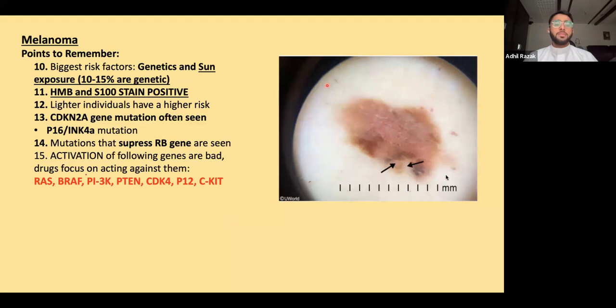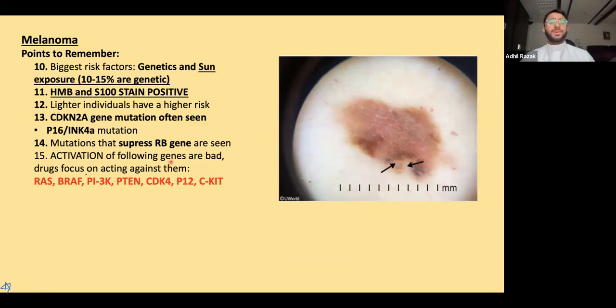So a little bit more about melanoma. It is a big deal. The biggest risk factors are genetics and sun exposure, and 10 to 15% are genetics, which is what you usually see in the acral lentiginous example, for example, in Black people. But the regular garden variety, or the sun exposure variety, is more common in lighter individuals. And HMB-45 or HMB, there's nothing else to confuse you with. So HMB and S100 stain positive lesions are very characteristic for melanoma. So if they mention either of these, you don't need to think twice. If it's positive, it's melanoma.